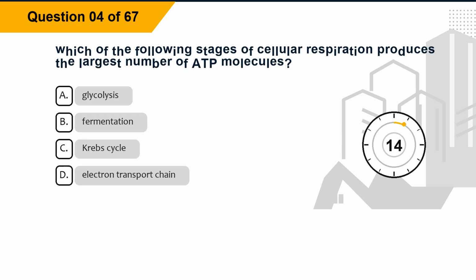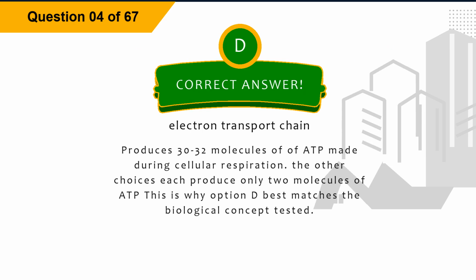Question 4. Which of the following stages of cellular respiration produces the largest number of ADP molecules? Option A, glycolysis. Option B, fermentation. Option C, Krebs cycle. Option D, electron transport chain. The correct answer is option D, electron transport chain. Explanation: it produces 30-32 molecules of ATP made during cellular respiration. The other choices each produce only 2 molecules of ADP. This is why option D best matches the biological concept tested.